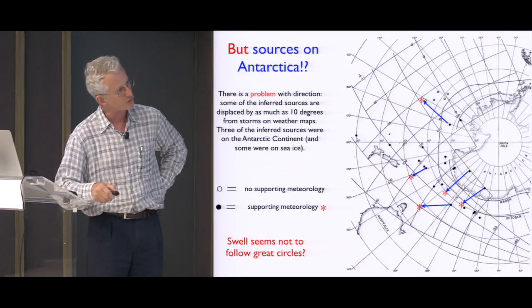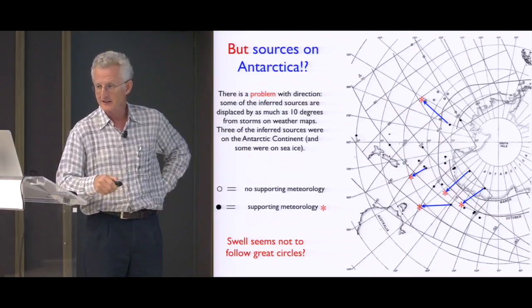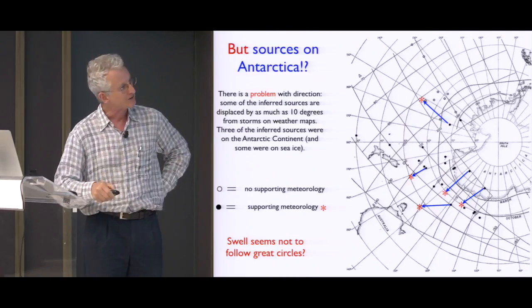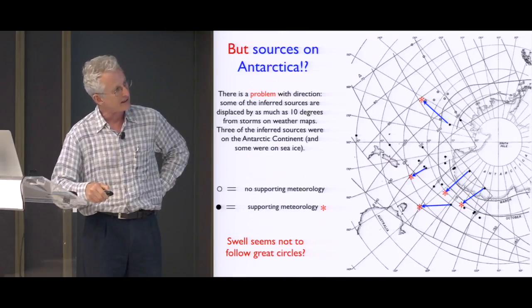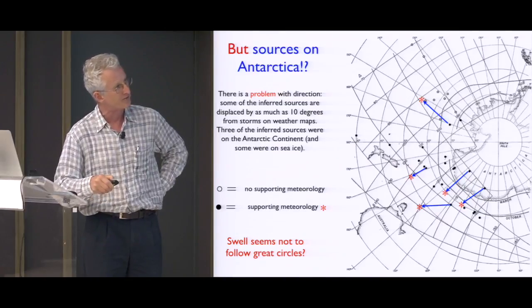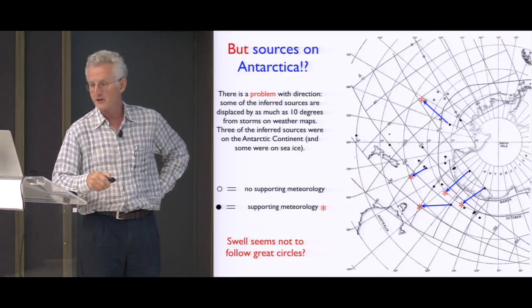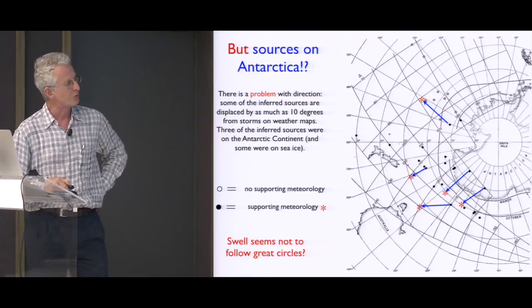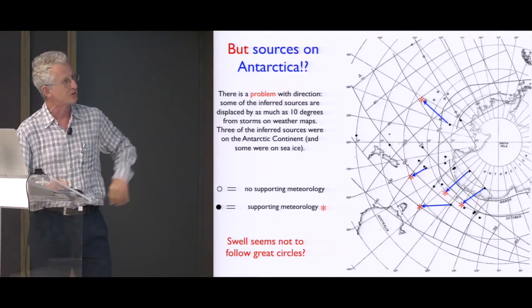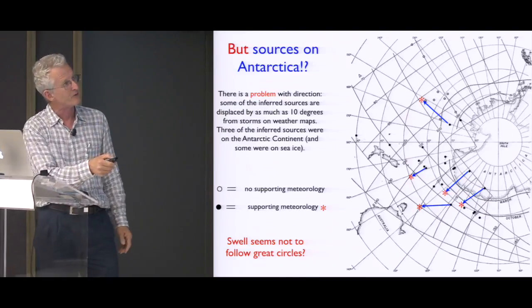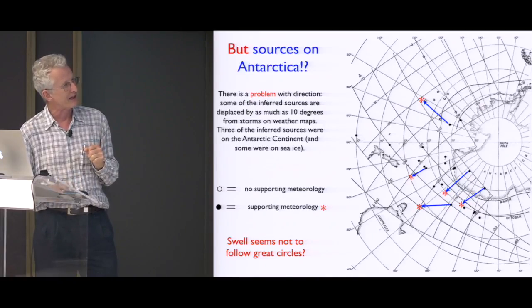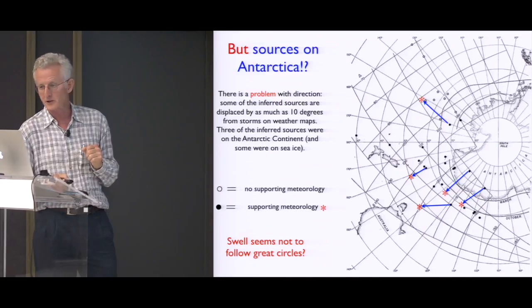Some of the inferred sources were on Antarctica, which is crazy. It's impossible. If you have a storm on Antarctica, it's not going to generate waves. Some of the storms were on the sea ice, which is a very effective absorber of waves, so you wouldn't expect a signal either. So the mystery was that the swell did not seem to follow great circles. In other words, if you measured the direction of the incident swell at Guadalupe Island and then backtracked along a great circle, you ended up saying that the storm was here, whereas in fact it was over there. Okay?